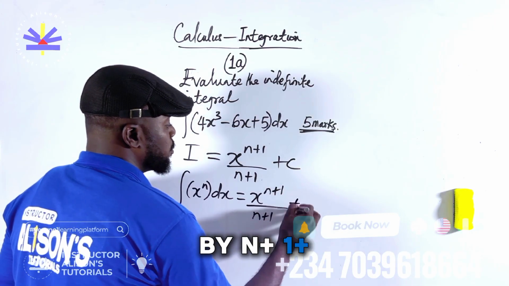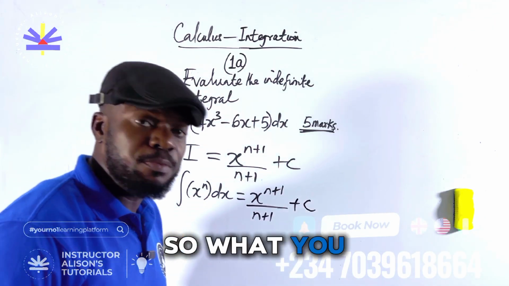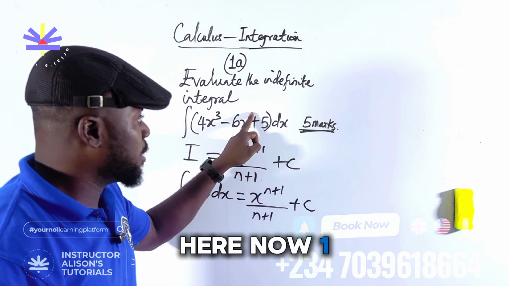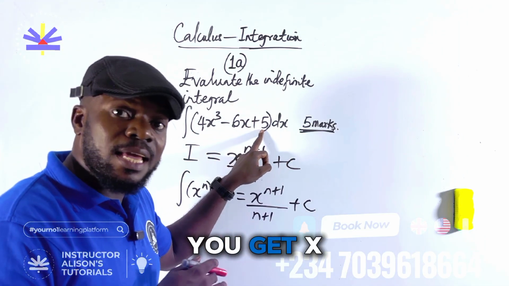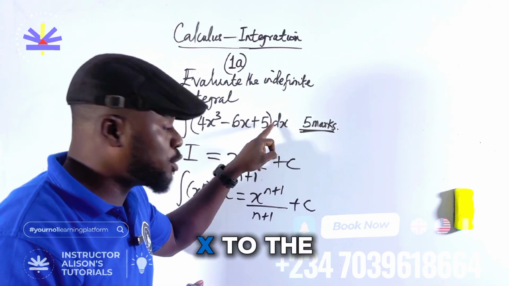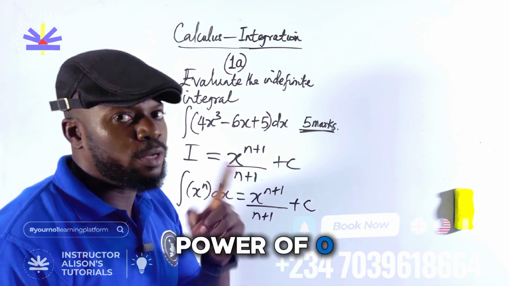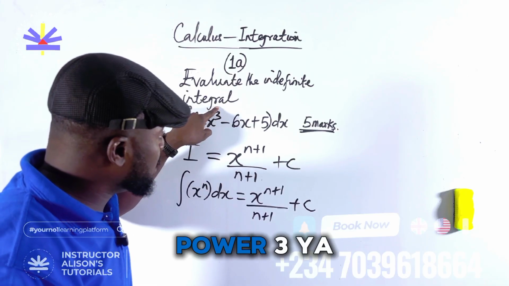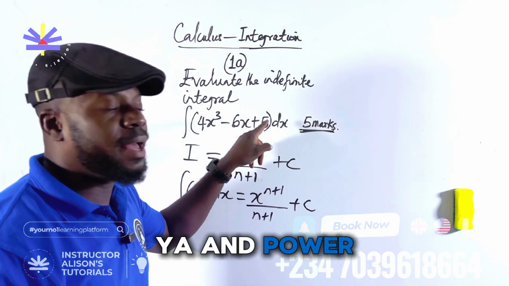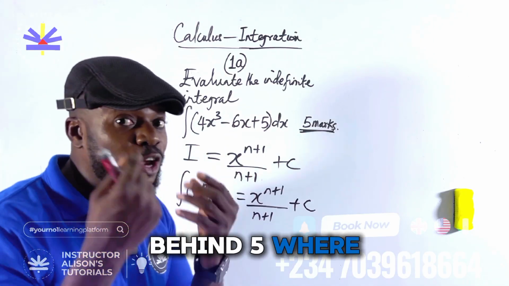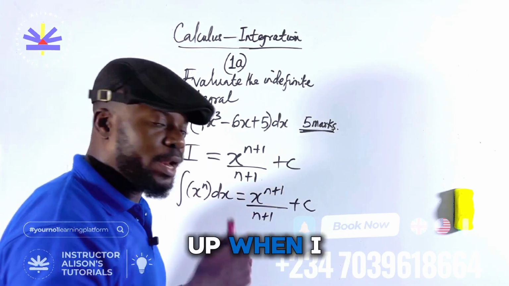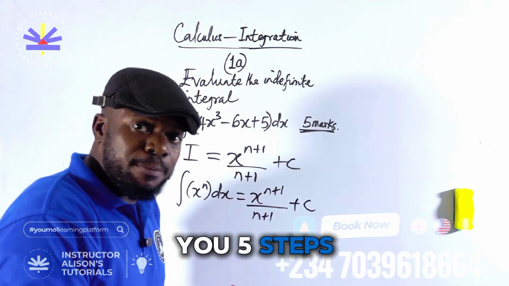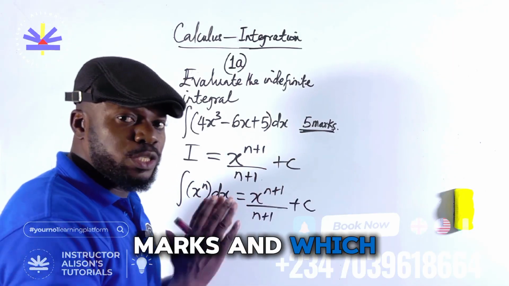So what it means is say, anything will be power, like here now, power here now 1. This 5 where they alone, you get x for the back, or like get x to the power of 0. You know say x to the power of 0 now 1. So you get power 3 here, power 1 here, and x to the power of 0 behind 5. Where your eye no go fit see them, I will bring her up when I want to solve. Just for you to understand how you take do this thing. I will show you 5 steps to kind of get the 5 marks and what you no go miss.